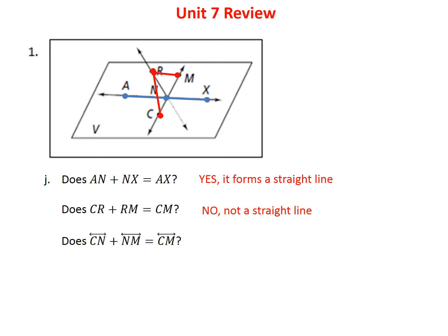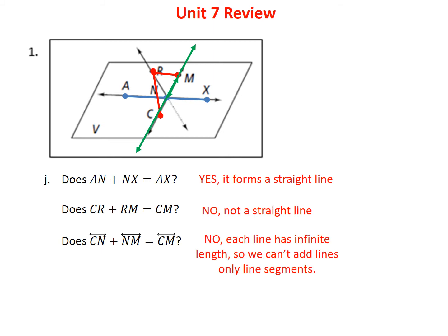Well, notice the line CN goes through C and M, but it's a whole line. It goes infinitely in both directions. Likewise, N and M is a line there that goes infinitely in both directions. And as a result, we can't add two infinite things. And so no, each line has infinite length, so we can't add the line segments to make other lines. We can only add line segments, not lines. All three of those are actually the same line.